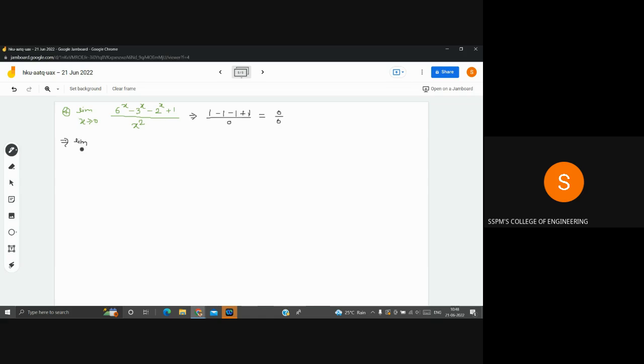Limit as x tends to 0 of 6, you have to write it in the form of 3 into 2. So 3 into 2 is there, minus 3 raised to x minus 2 raised to x plus 1, upon x square. That is equal to limit as x tends to 0.